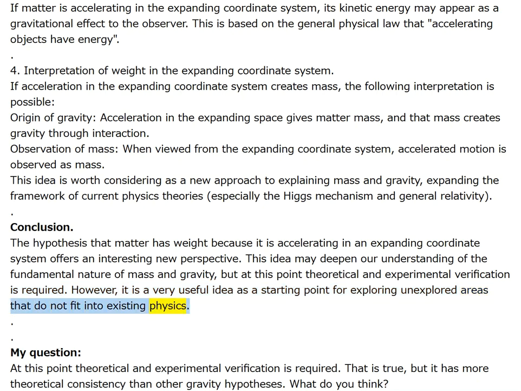My question. At this point theoretical and experimental verification is required. That is true, but it has more theoretical consistency than other gravity hypotheses. What do you think?